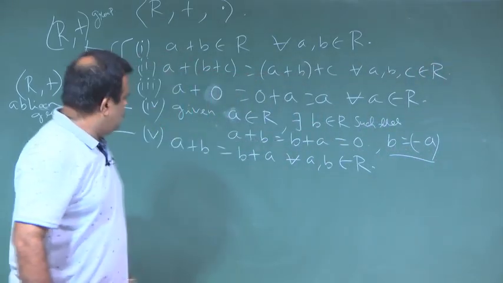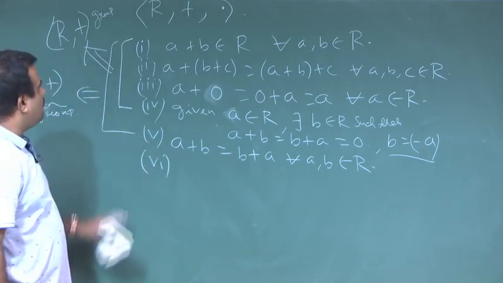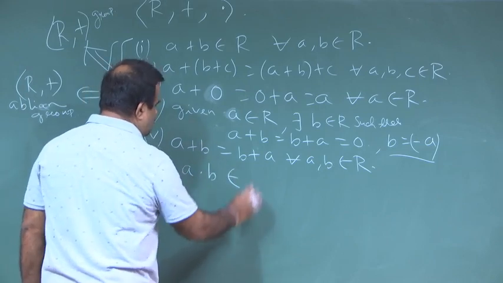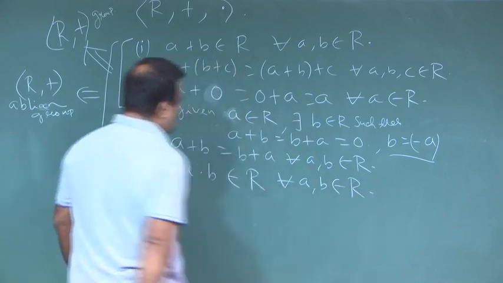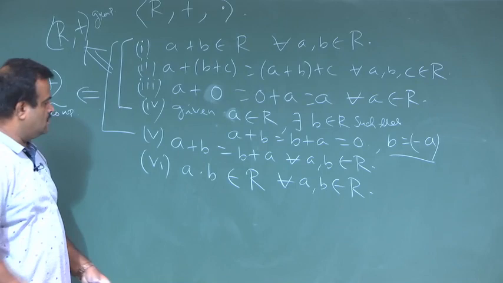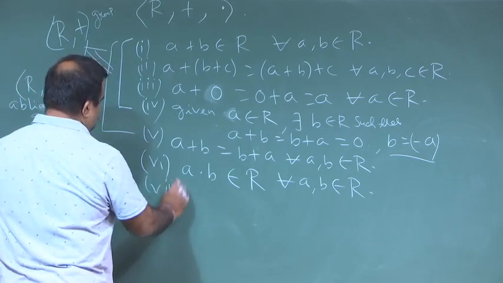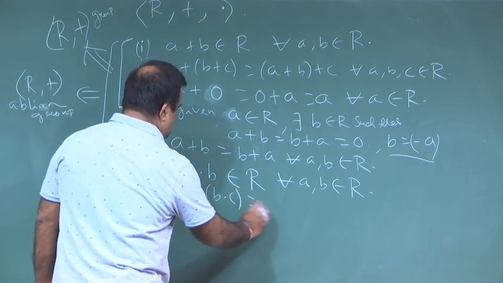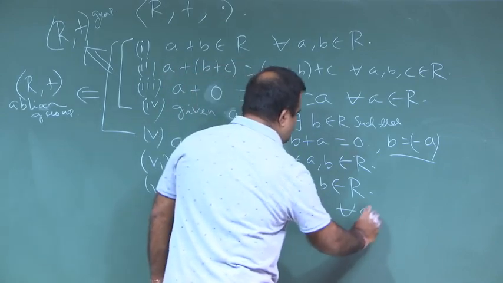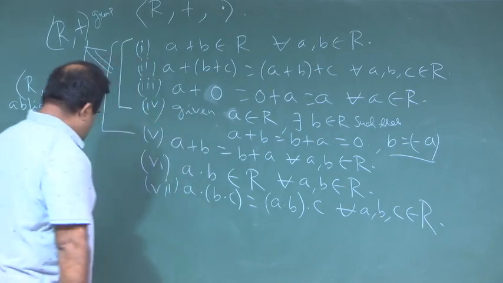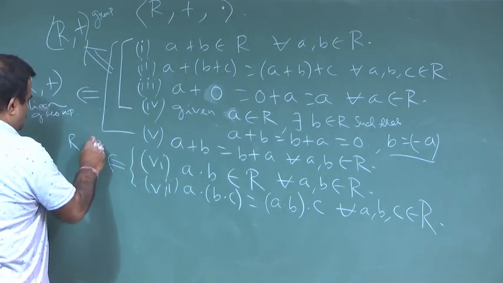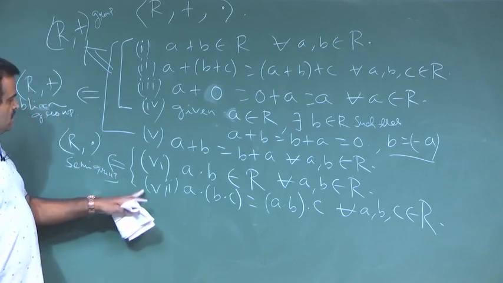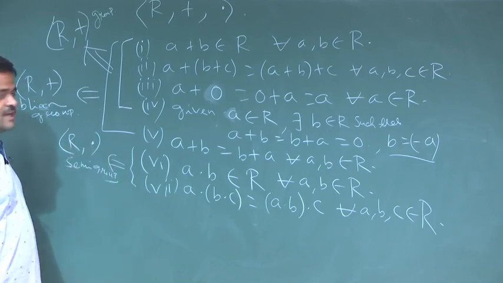Now, we want a semigroup for the dot. So, this is property number 6. Now, we will talk about properties with this operator. So, it must be closed. That means a dot b must belong to R for all a, b. So, this is the closure property of dot, and then, property 7, it must be associative under this dot. So, that means (a dot b) dot c is equal to a dot (b dot c), and this must be true for all a, b, c. So, these two will give us a semigroup. Okay, these two properties will give us a semigroup of R along with this second operator, second composition.